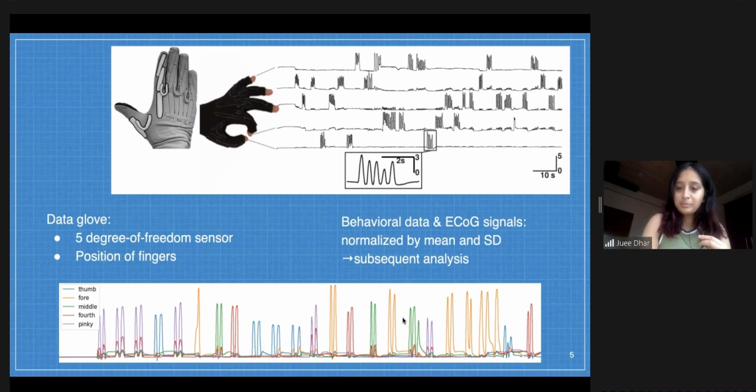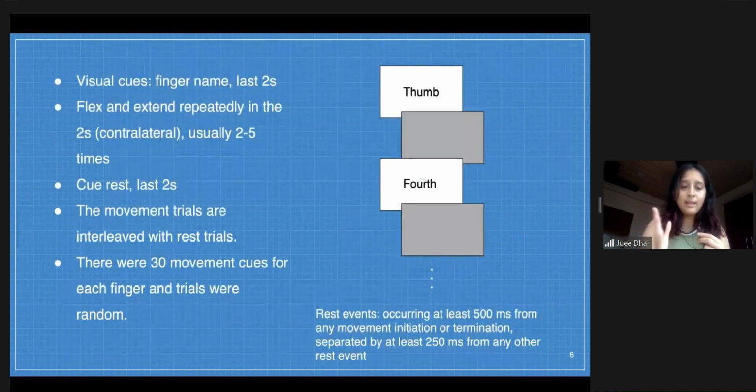So the movement trials are interleaved with rest trials, and there are 30 such movement cues for each finger, and the trials are chosen at random. This cartoon shows this interleaving of movement and rest trials. Rest trials are basically a blank screen.